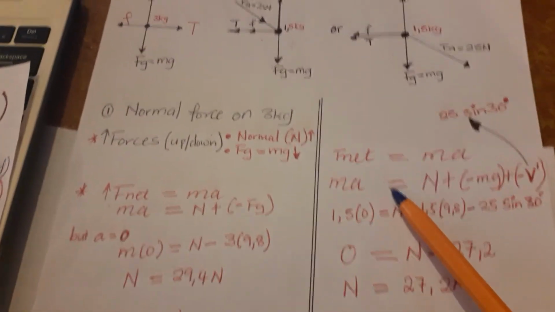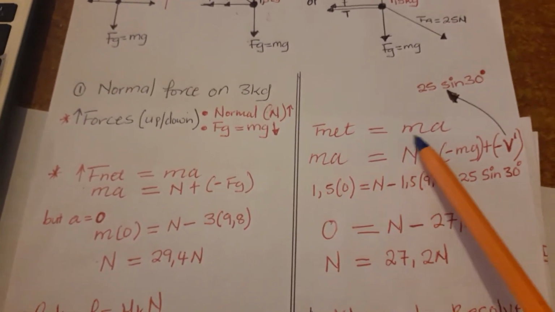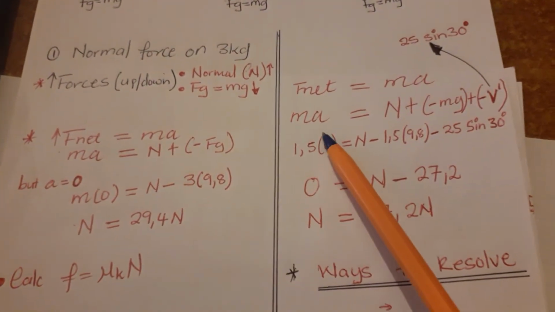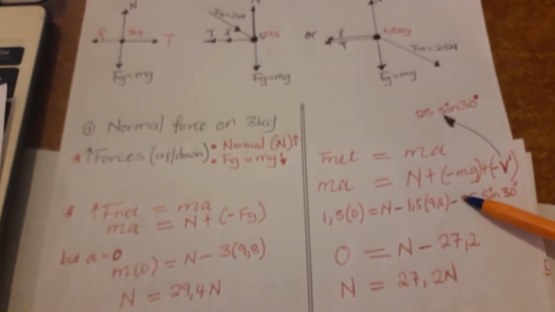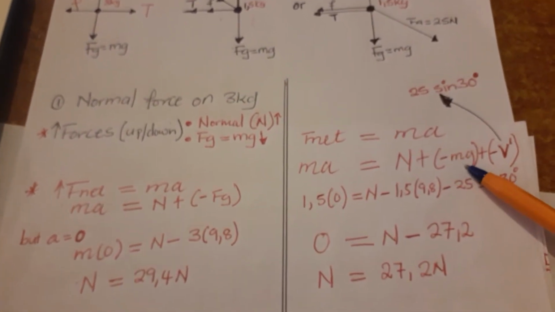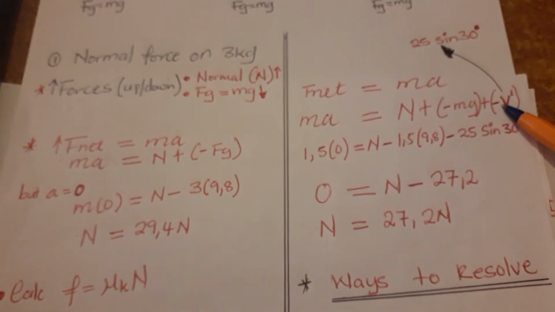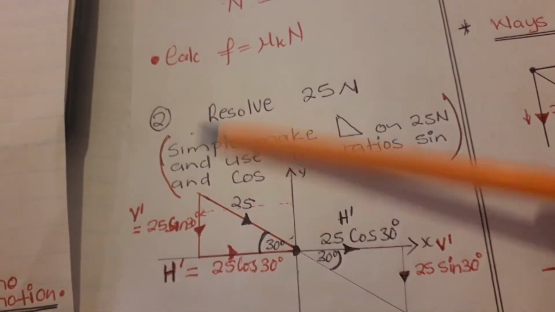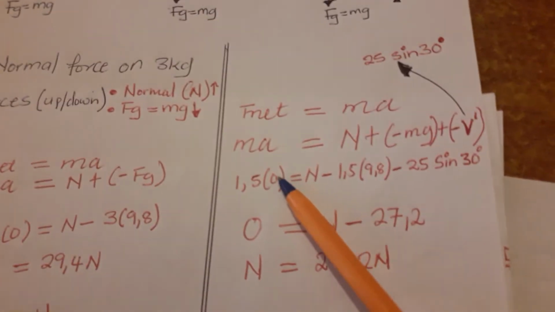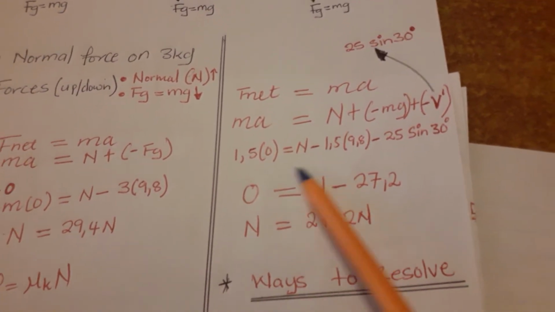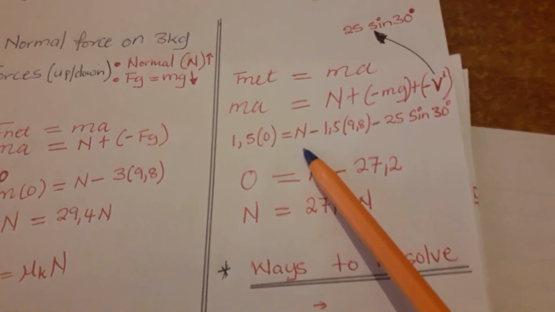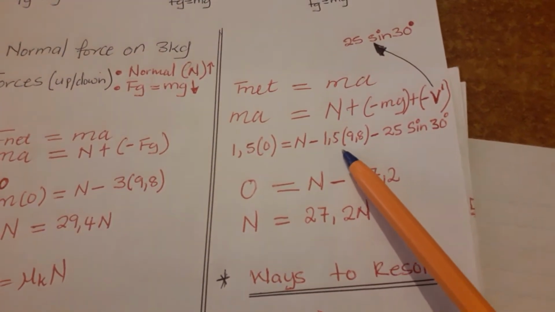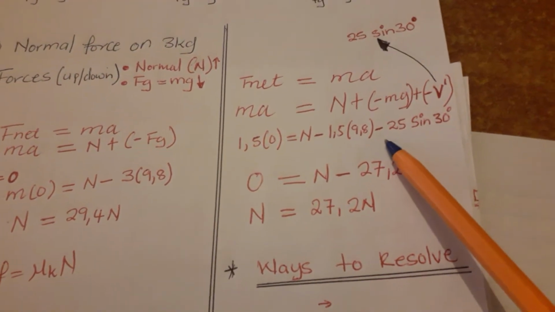We use the same expression as we did on the first diagram. F net is equal to ma. But in this case, our ma is equal to the normal force, which is going upwards, plus minus mg, which is going downwards, plus minus the vertical component. So the vertical component is also part of the vertical forces. So this is 25 sine theta. So we go on and say our normal force, ma, there is no movement up and down. So ma is equal to normal force minus 1.5 times 9.8, which is mg, minus 25 sine theta.